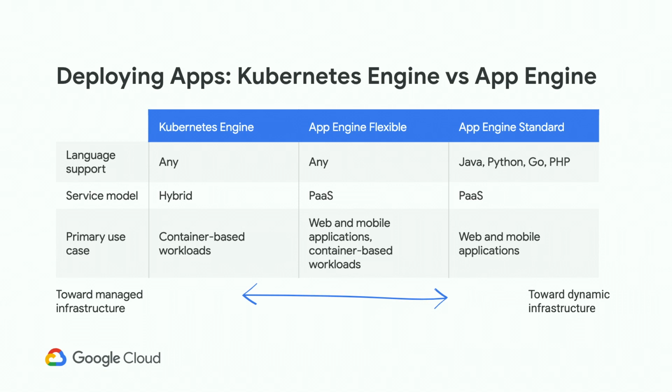So I'll say the left-hand side is toward those managed infrastructures. The right-hand side is toward those dynamic infrastructures. Okay, so a lot of different options, and now you can just make your choice.